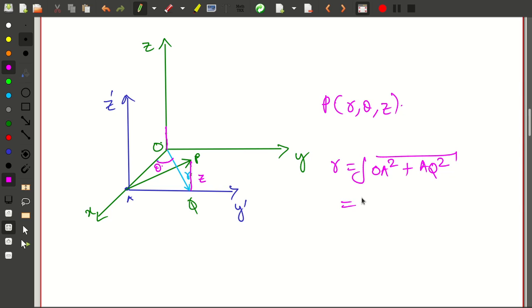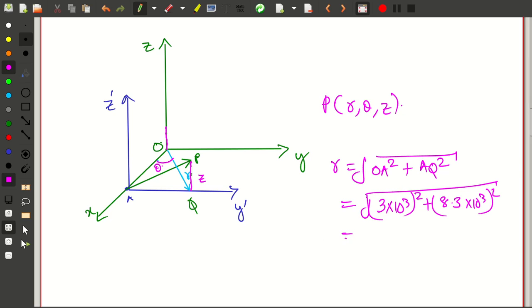So OA, we already calculated, is equal to 3 into 10 raised to 3 meter, and AQ we also calculated as AP cos 30 degree, which is equal to 8.3 into 10 raised to 3. Therefore you can easily find out what r is. Substitute it there. So r equals square root of (3 into 10 raised to 3) whole square plus (8.3 into 10 raised to 3) whole square. When you calculate it, you get the answer, 8.83 into 10 raised to 3 meters. That's your r.